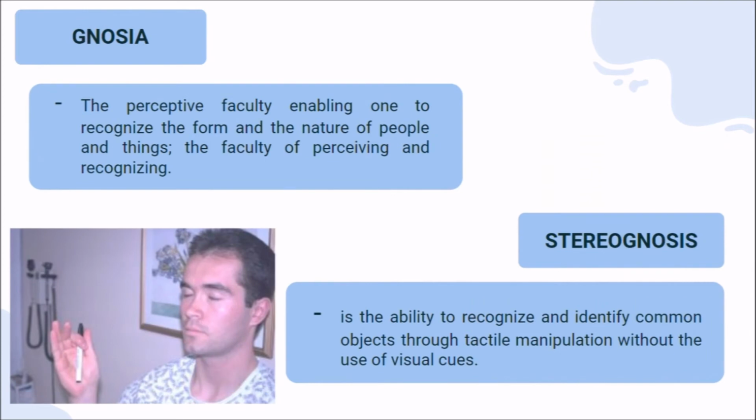Gnosis, the perceptive faculty enabling one to recognize the form and the nature of people and things, the faculty of perceiving and recognizing. Stereognosis is the ability to recognize and identify common objects through tactile manipulation without the use of visual cues.